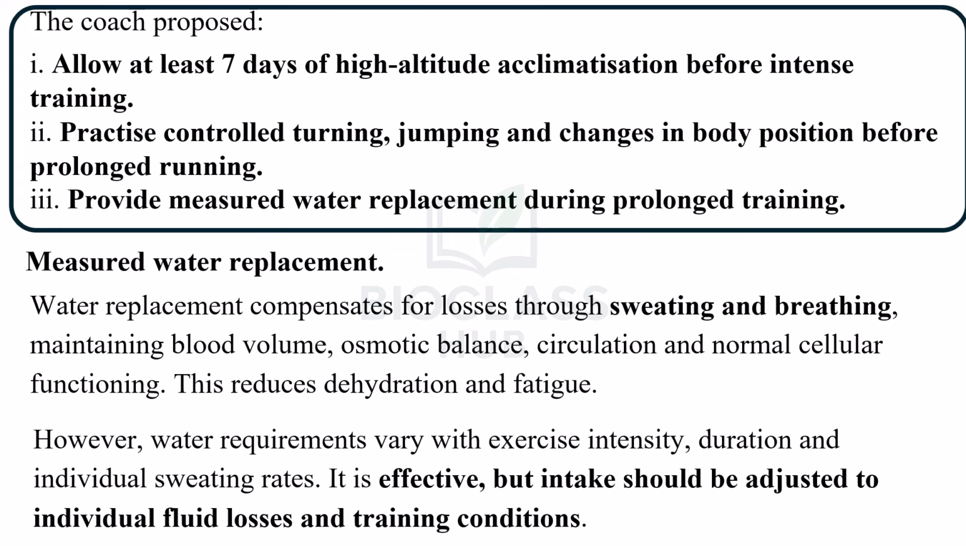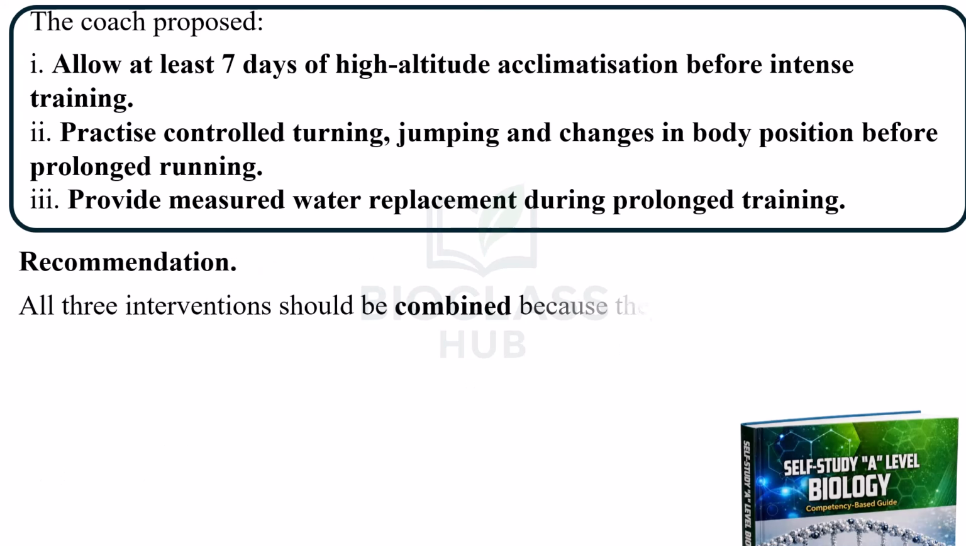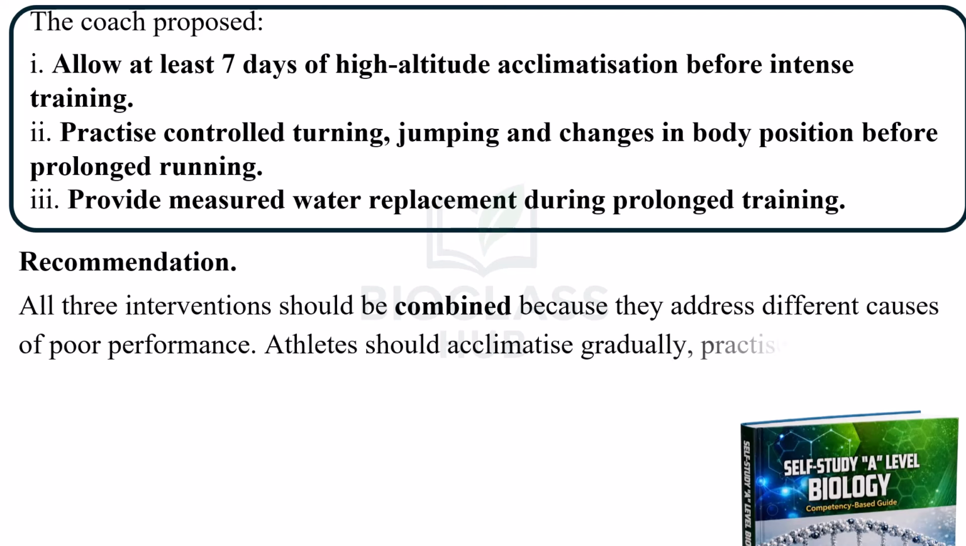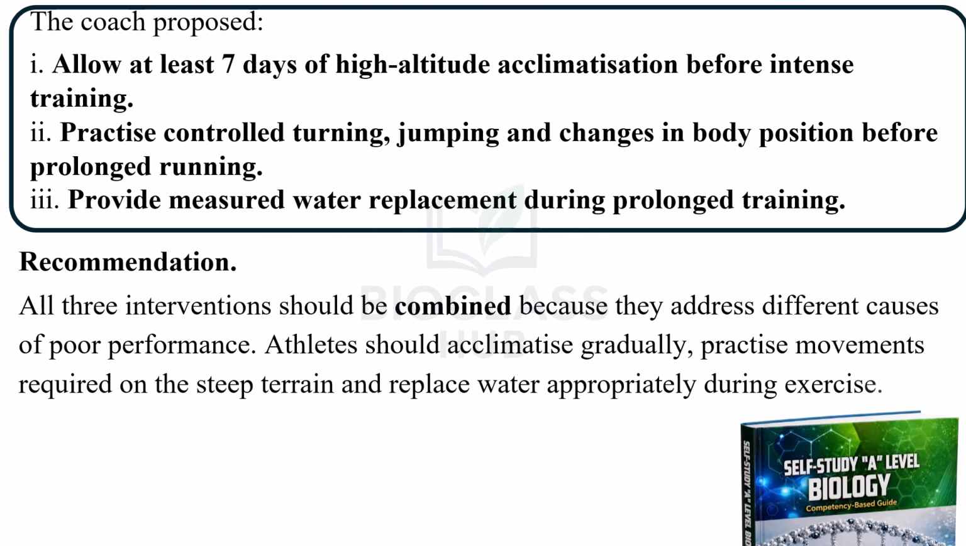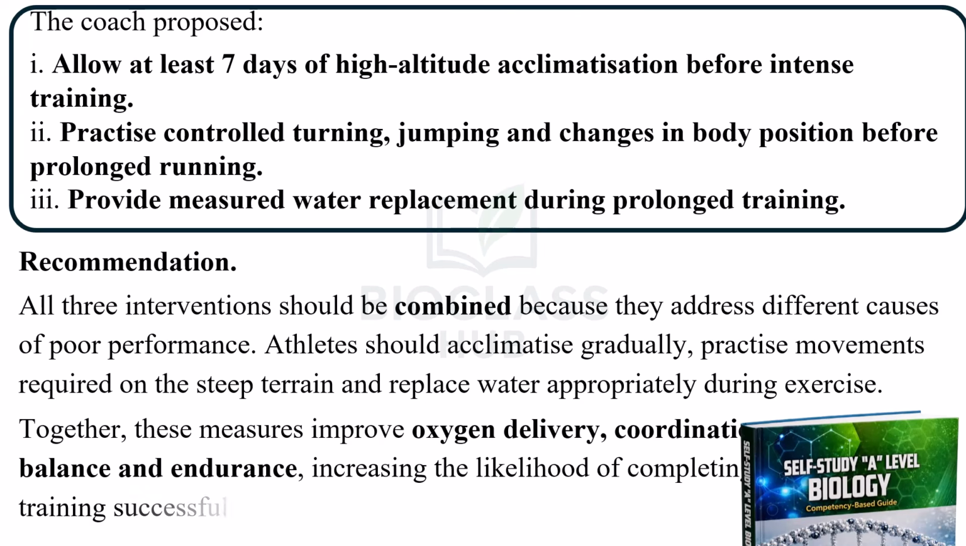This is the general recommendation. All three interventions should be combined because they address different causes of poor performance. Athletes should acclimatize gradually, practice movements required on the steep terrain, and replace water appropriately during exercise. Together, these measures improve oxygen delivery, coordination, water balance, and endurance, increasing the likelihood of completing high-altitude training successfully.